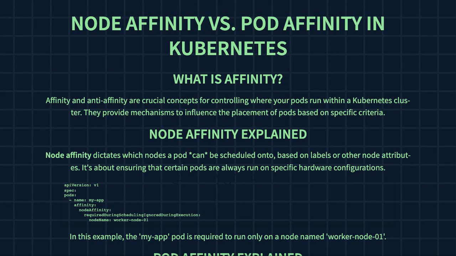Okay, let's talk about node and pod affinity. They are both ways to influence where your Kubernetes pods run. Node affinity is like saying, this specific pod must be on this particular node, often based on things like hardware specifications or dedicated resources. It's a hard requirement. Then there's pod affinity, which is more about grouping related pods together. These two pods should ideally run close to each other. It's a preference, not a strict rule. You can use labels to define these affinities, and Kubernetes will do its best to fulfill them.